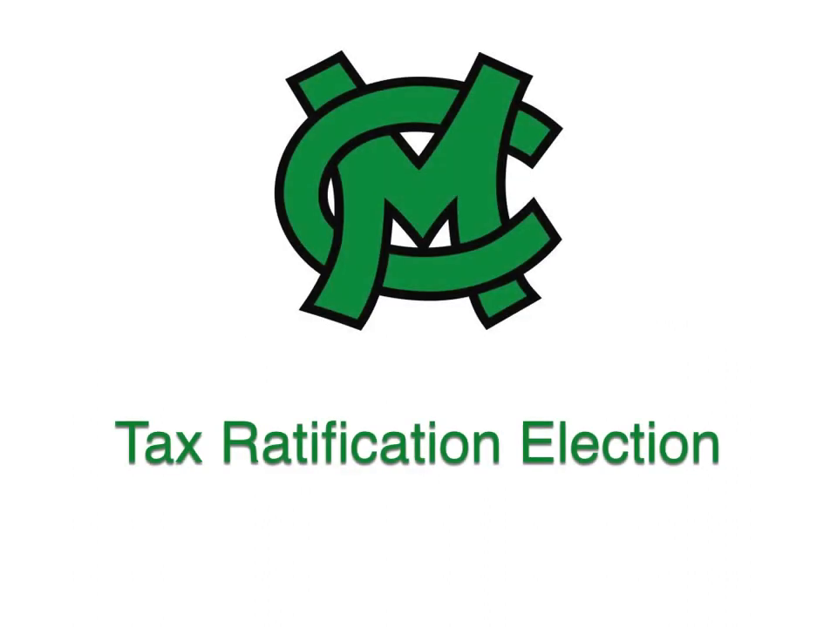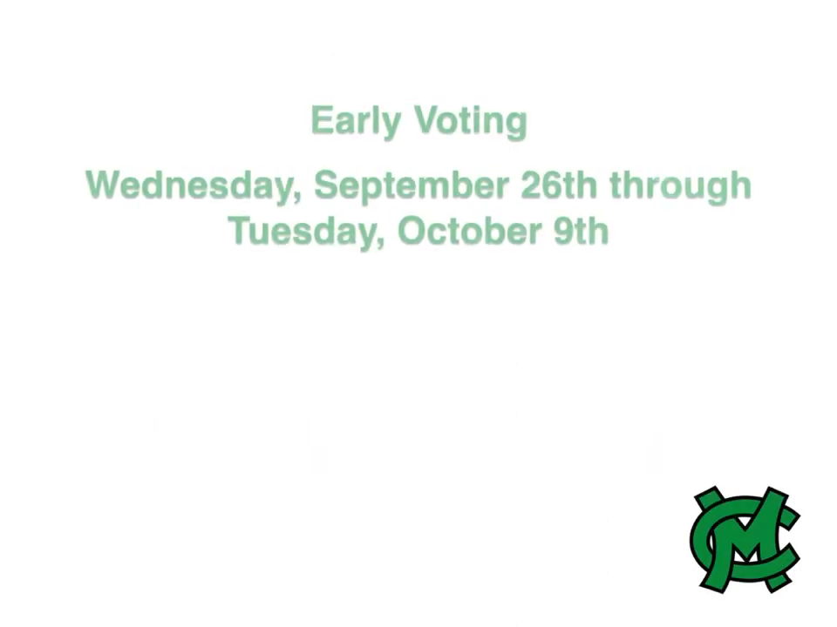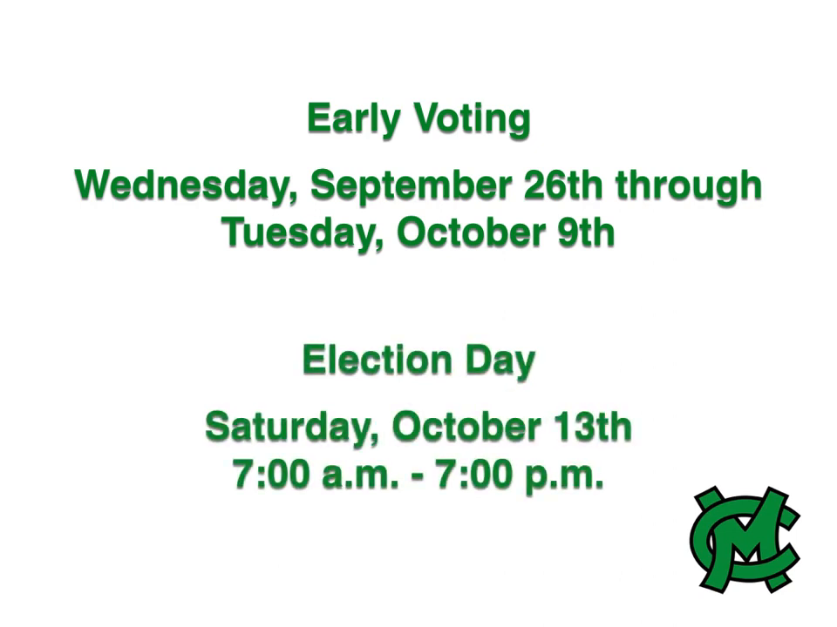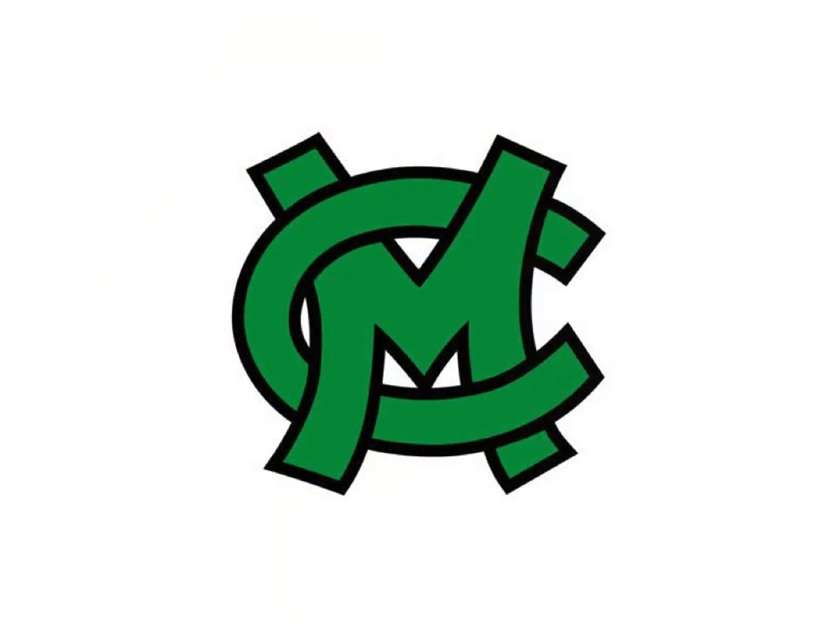The district and the Board of Trustees have called the tax ratification election, but the voters are the ones who decide the outcome of the election. Early voting begins Wednesday, September 26th, and continues until Tuesday, October 9th. Election Day is on Saturday, October 13th from 7 a.m. to 7 p.m. Voting locations can be found on the district website, as well as administrative and campus offices. All eligible, registered voters are encouraged to become informed and exercise their right to vote in this important election.